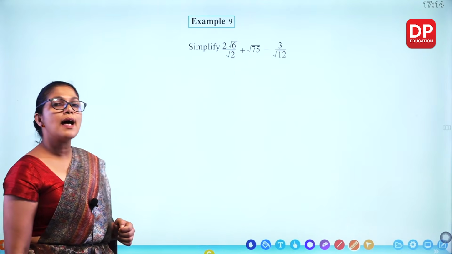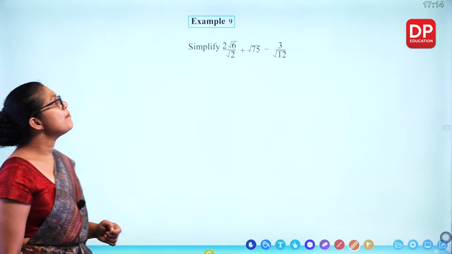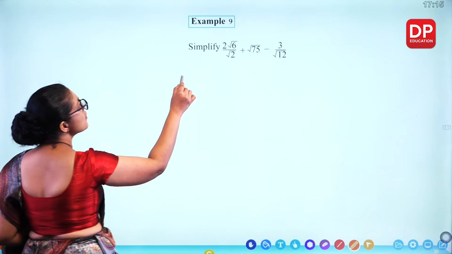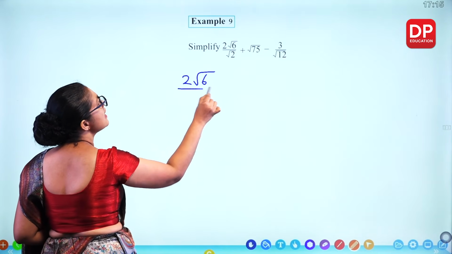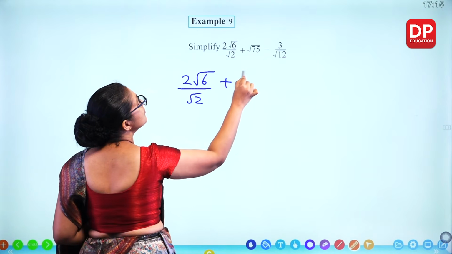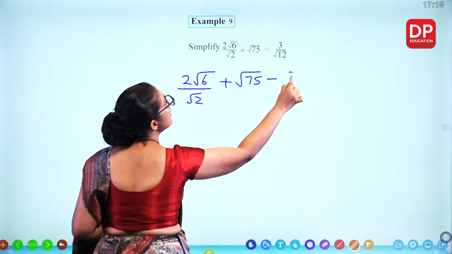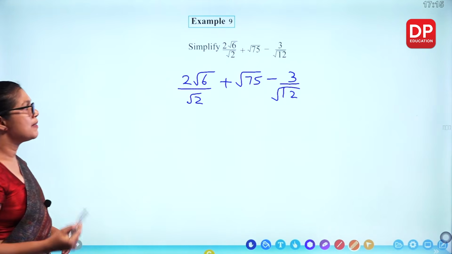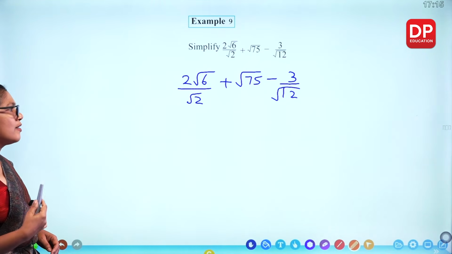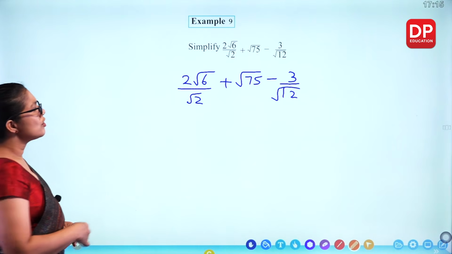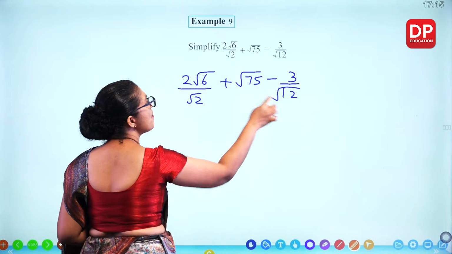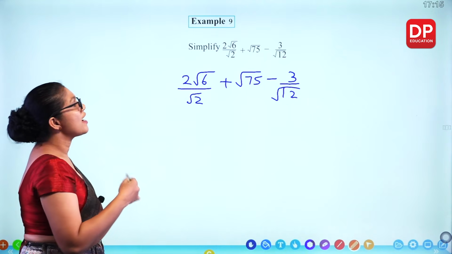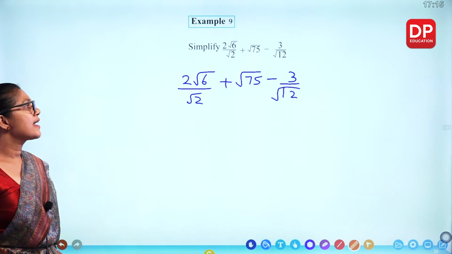Now we'll look at example number 9. It says simplify this one. So what can we do? First we'll look carefully and see how we can simplify. I can see 75 you can simplify further, but 6 you can't simplify. And also irrational numbers in the denominator. So here if I can convert these to rational forms, maybe I can simplify.